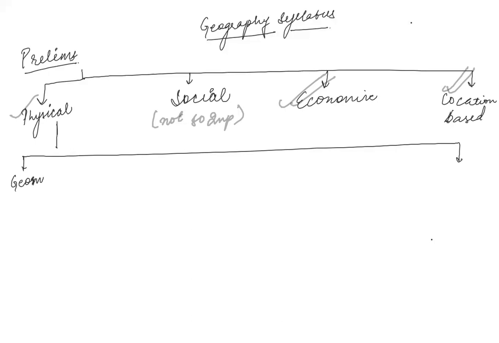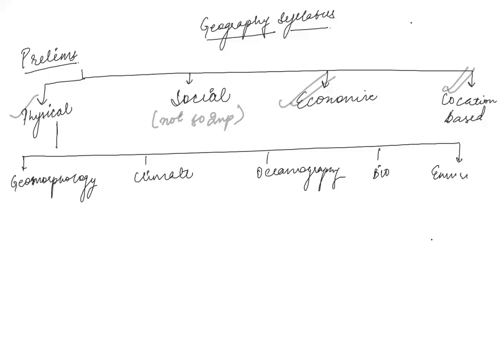geomorphology, climate, oceanography, biogeography, and last, environmental. So these are the 5 main things that are asked in the preliminary examination, and then there is more information.